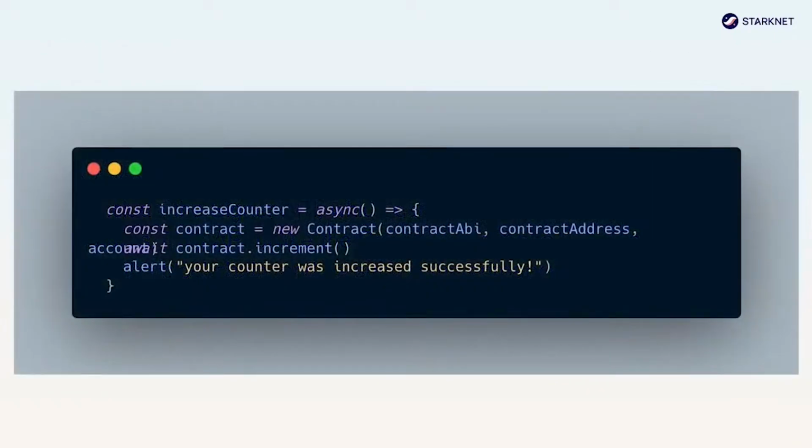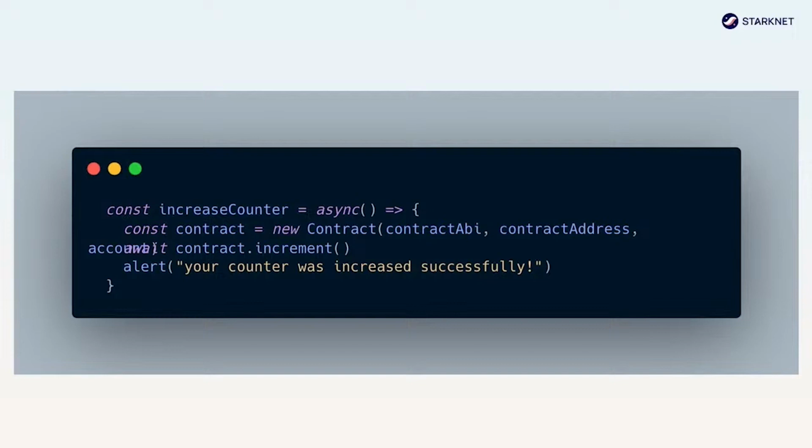As you can see, this is a very little snippet where we create an instantiation using the contract API. Using JavaScript's new keyword, we create an instantiation of the contract, taking in the contract ABI, the contract address, and the account.